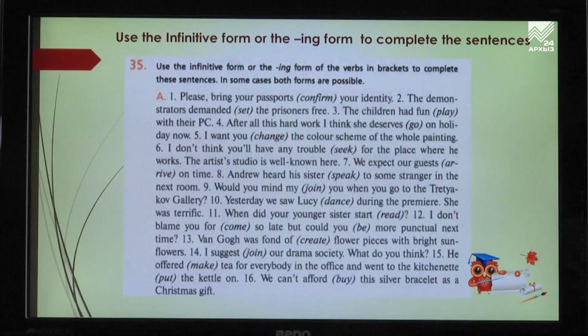So, boys and girls, our lesson is coming up to the end. I would like to advise you to do this exercise from your textbook up to the end. And besides, I'd like you to do one more exercise, that is exercise 36. You are to express the same using the constructions.